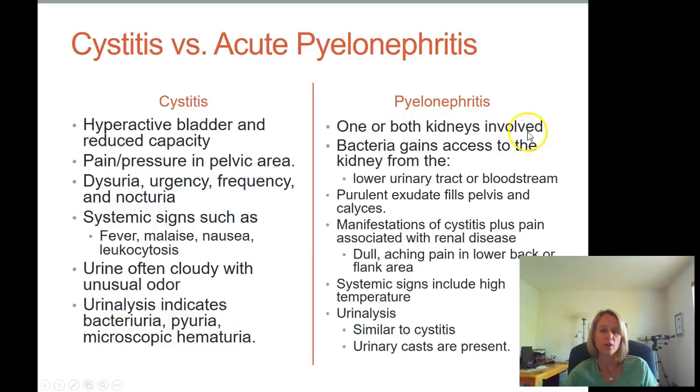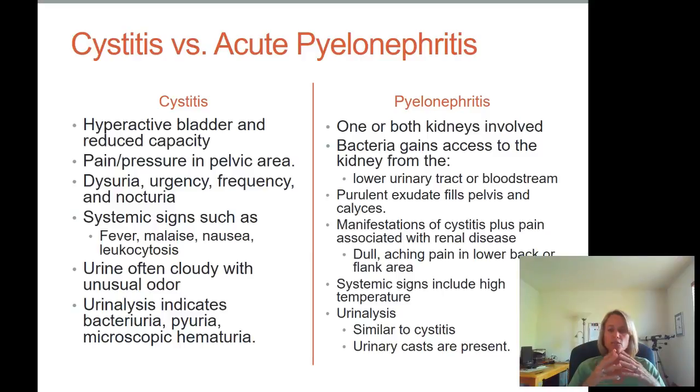With pyelonephritis, we can have one or both kidneys involved. Bacteria gains access to the kidney to cause this infection, either from the lower urinary tract, so an untreated cystitis infection, which is more common, or from the bloodstream, which is less common. This causes a pussy exudate that fills the pelvis and calyces of the kidneys.